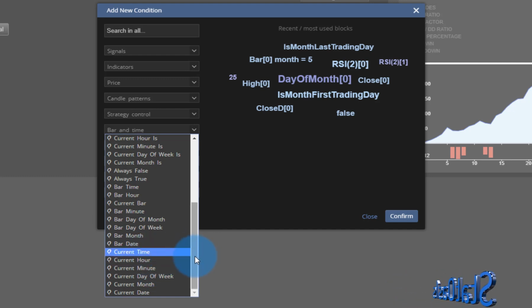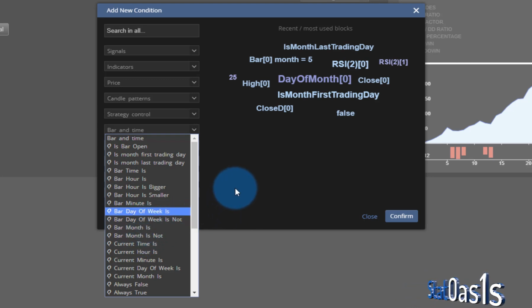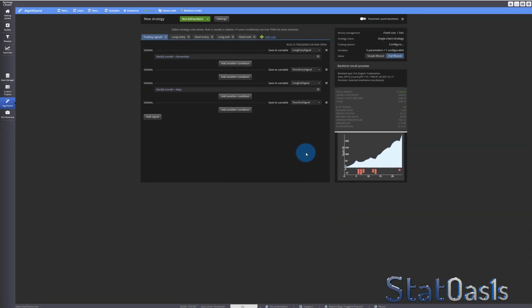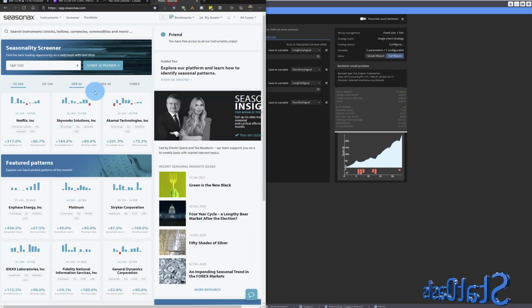There is no documentation on it. I did all my testing. All the bar commands work. And that's good because we can use that. And I'll show you how we're going to use it. So how can we use this? Well, obviously, the most important part I want to use it for is with Seasonax.